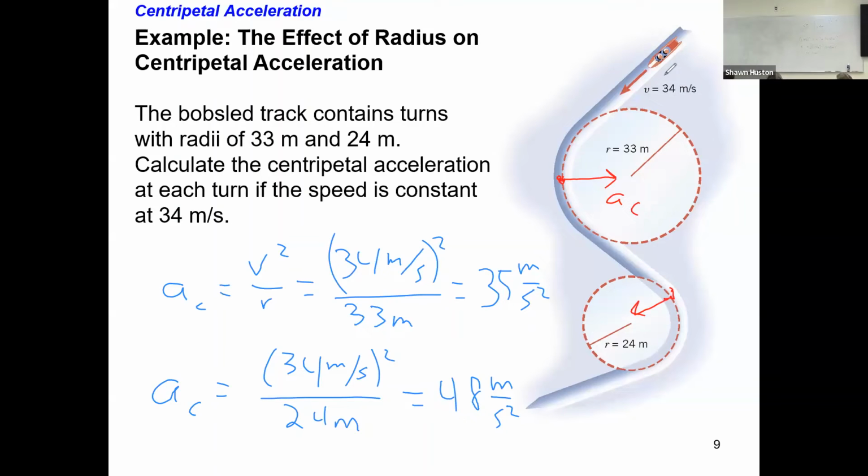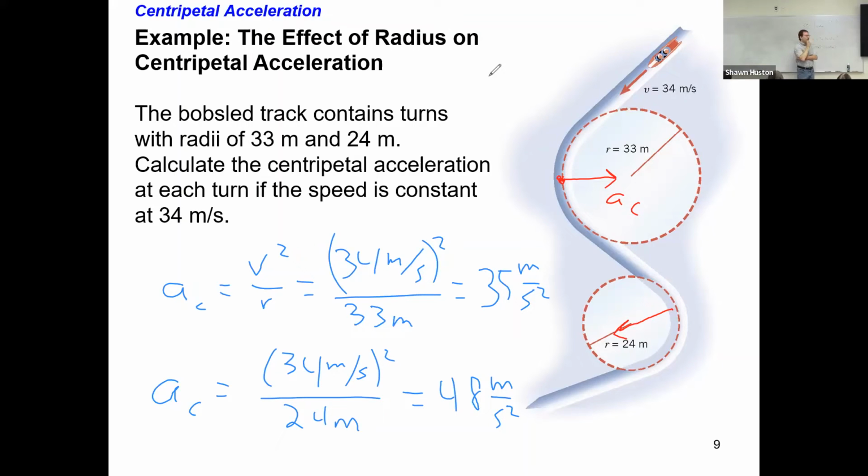But for this second turn, it's a smaller radius, but we end up with a larger acceleration. So we think about this. For the first turn, the bigger turn, we get 35 meters per second squared. A second turn, a smaller turn, we get 48 meters per second squared. So a larger acceleration. Does that check out with what you guys have experienced in life? Can we think of any comparisons we can make to something we might have experienced?